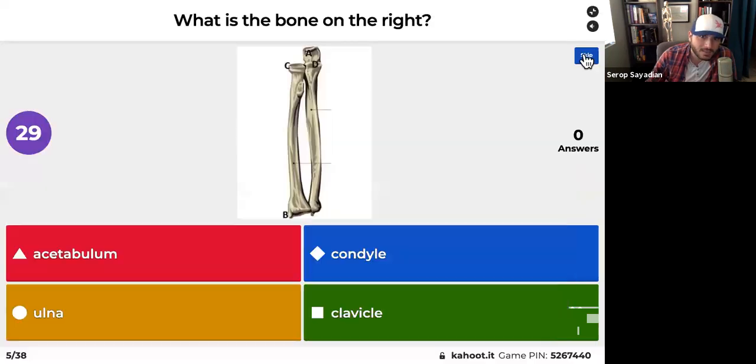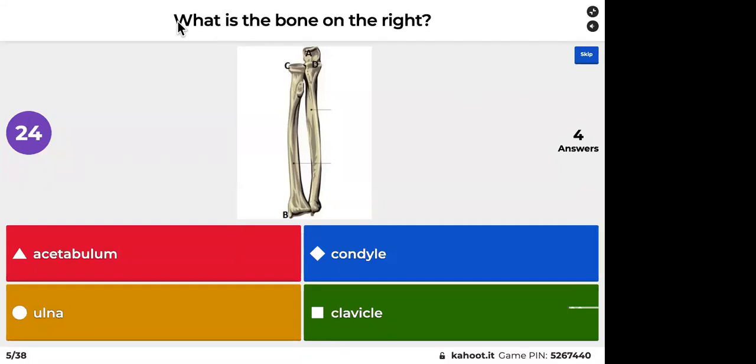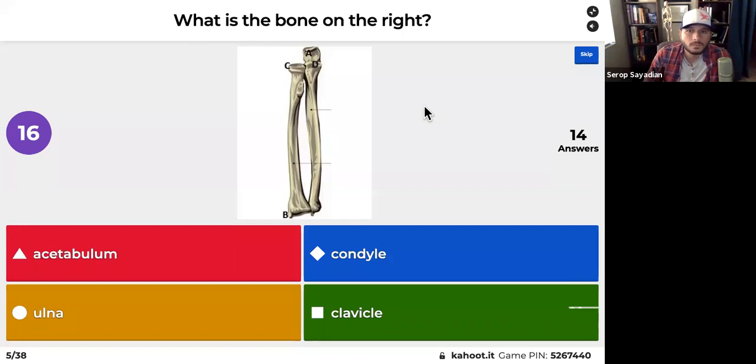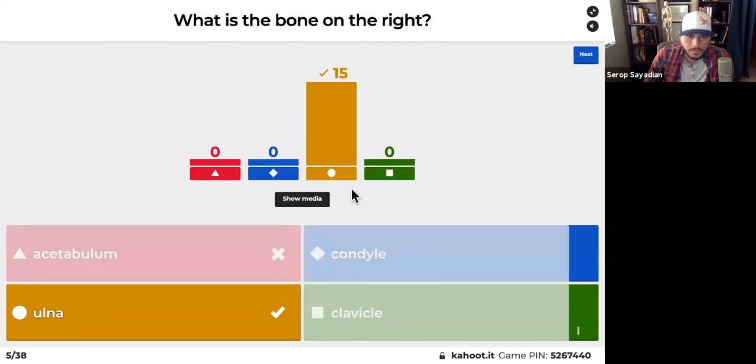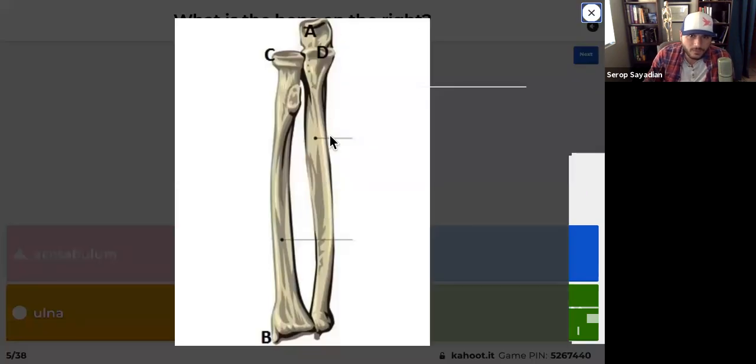What is the bone on the right? Crushing it, guys. Crushing it. Remember, the medial bone of the forearm is the ulna. Is the ulna going to be the pinky side or the thumb side? The pinky side. Very good. The ulna is always going to be on the pinky side, which is the medial side.